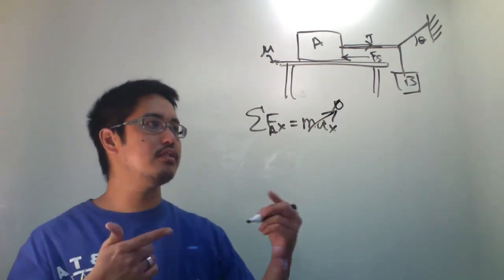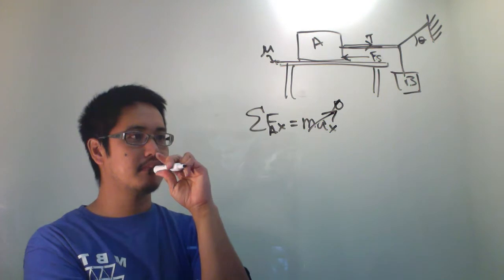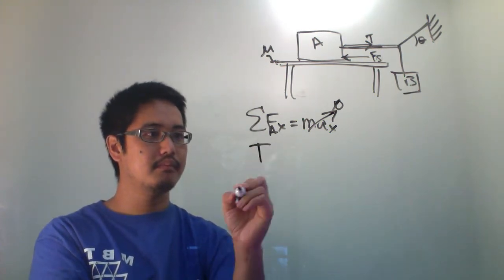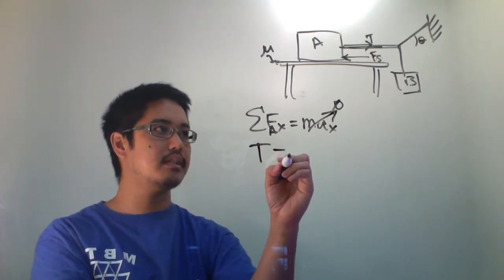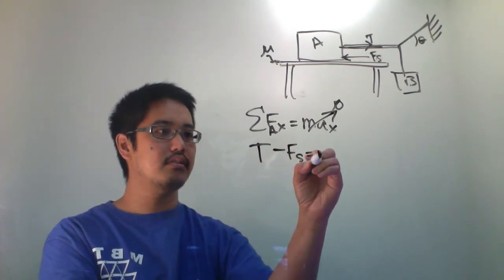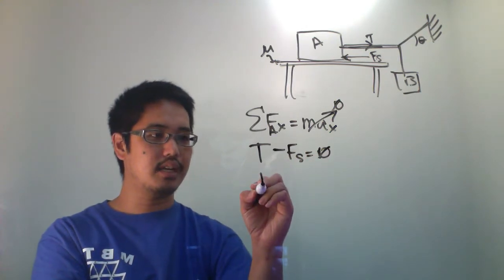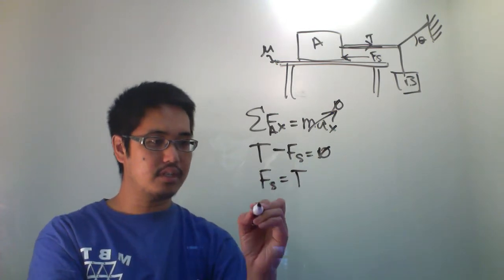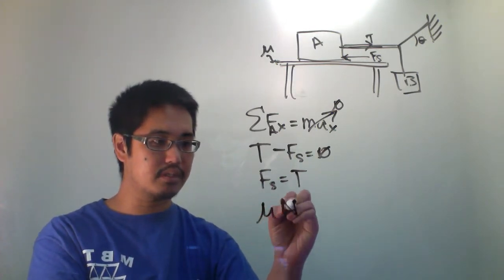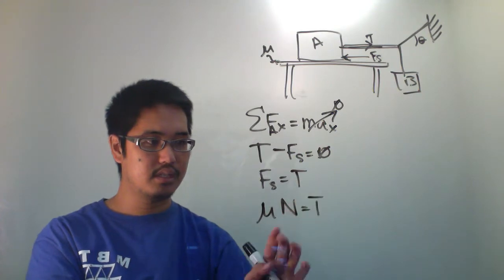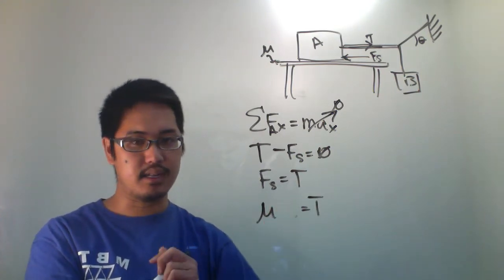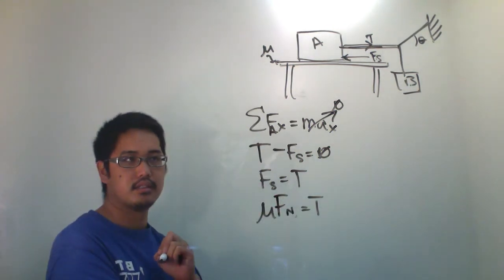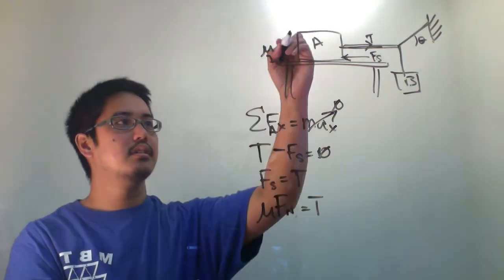All right. What forces do you see on block A? Tension and static friction. Tension minus static friction is equal to 0. So static friction is equal to tension. Static friction is mu times the normal force, which is equal to tension. Instead of writing a big N, because I sometimes get that confused with newtons, I'm going to write F little n. Cool? Gotcha. All right.